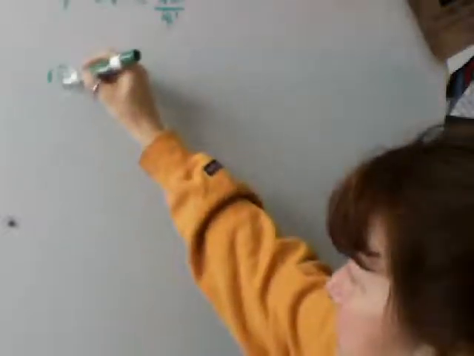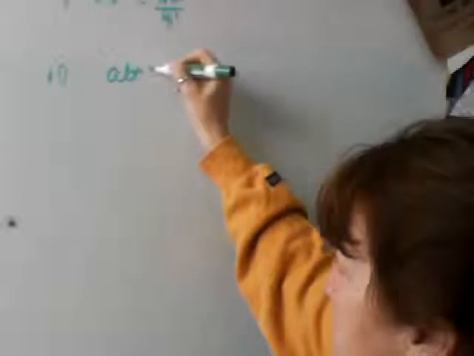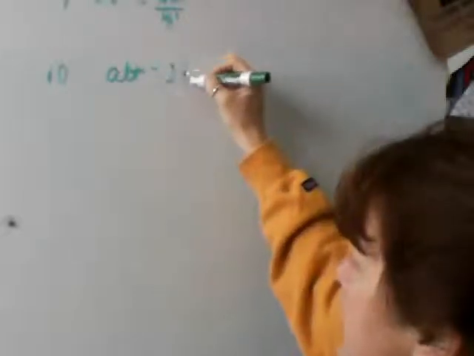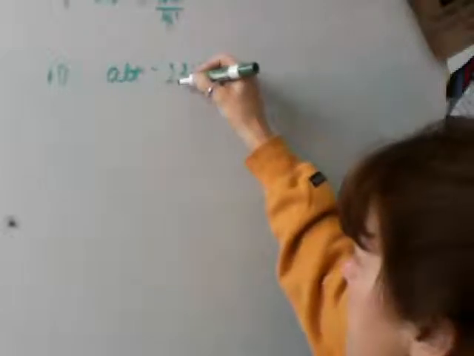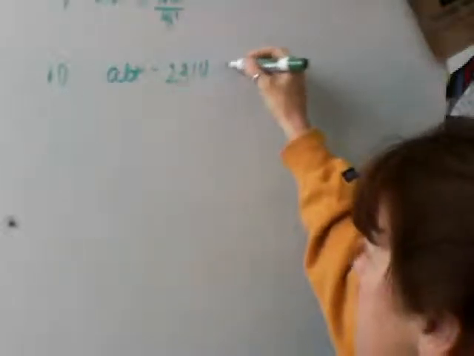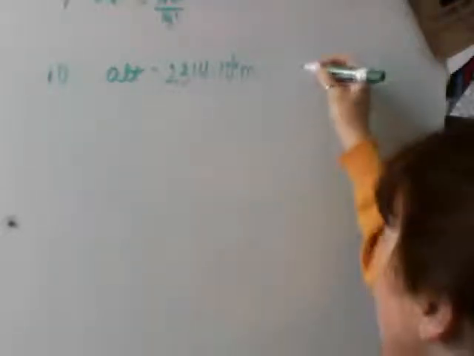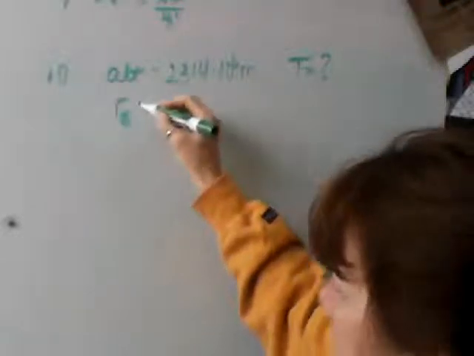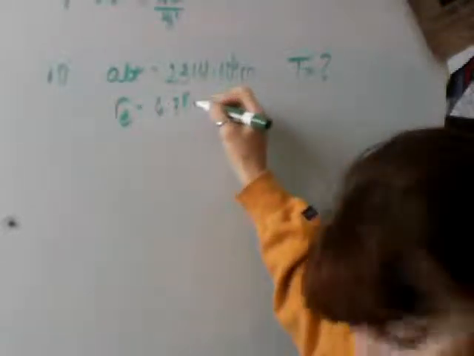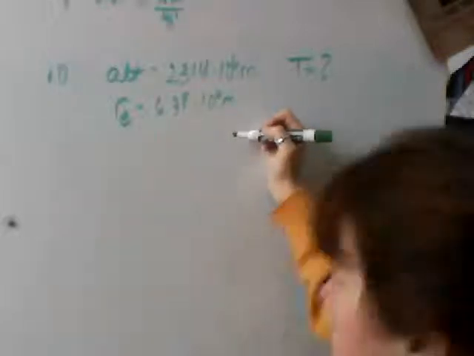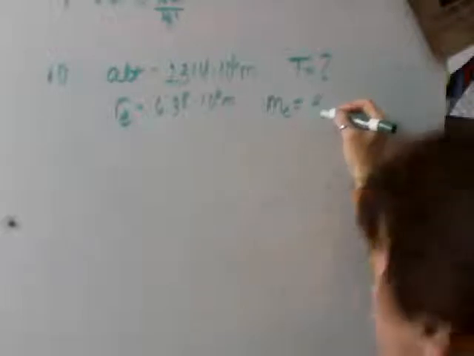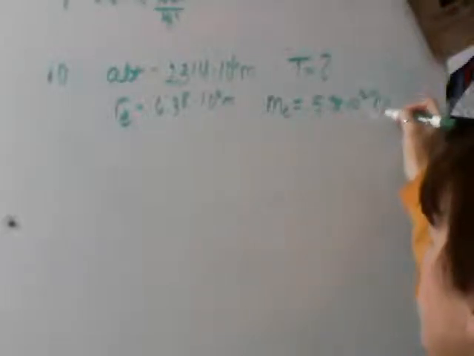And finally, problem number 10 says that a satellite orbits the Earth at an altitude, and I'm going to write it as the altitude, you'll see why in a minute, of 2,314 kilometers. So I'm going to change that to meters. And what is the satellite's orbital period is what they want us to solve for. The radius of the Earth is equal to 6.38 times 10 to the 6 meters. And the mass of the Earth is equal to 5.98 times 10 to the 24th kilograms.